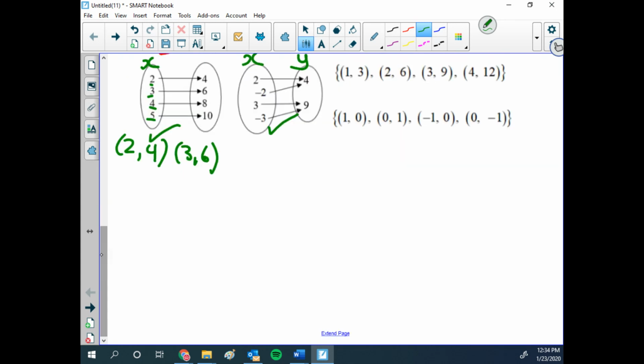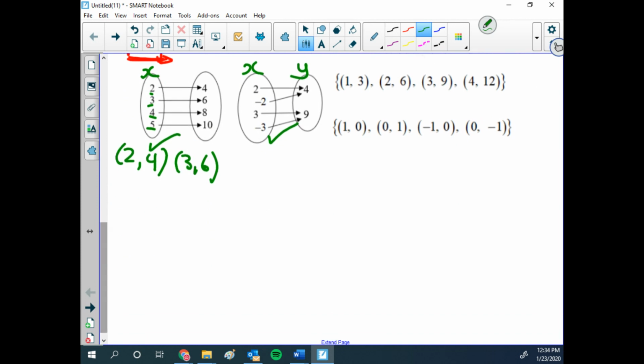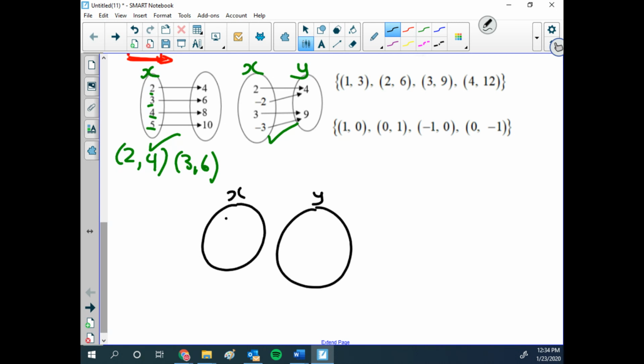Let me show you something that would not be a function for an arrow diagram. So if I had something like this, here's x, here's y. This is -1, 2, and 4, and this is 0, 4, 6, and 8. Function or not a function? That would not be a function, right? Because right here, I have this x value that has one y value, and it has two y values. So right there, that would make that not a function.